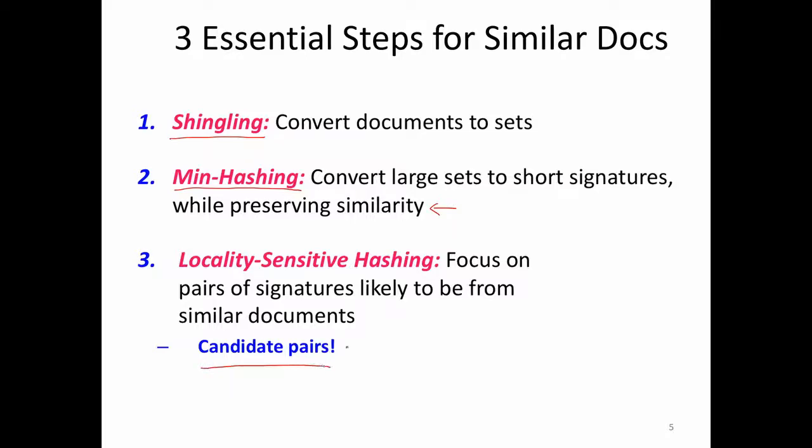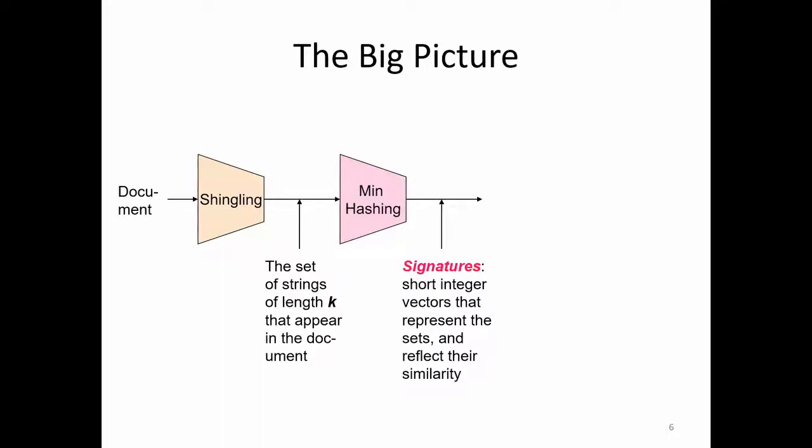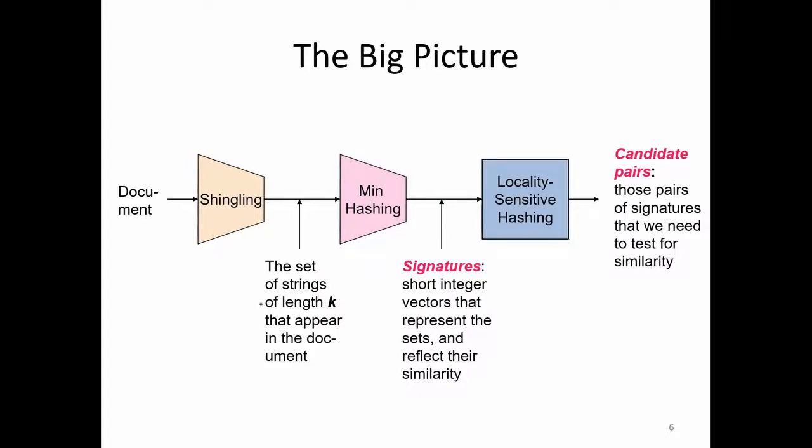If by taking this technique we can quickly boil down the search to some pairs of documents which are likely to be similar, then we can perform the entire task in a much more efficient way. So this is our approach. Here is the big picture story. We have the documents, and we are going to perform the shingling operation on the set of documents.